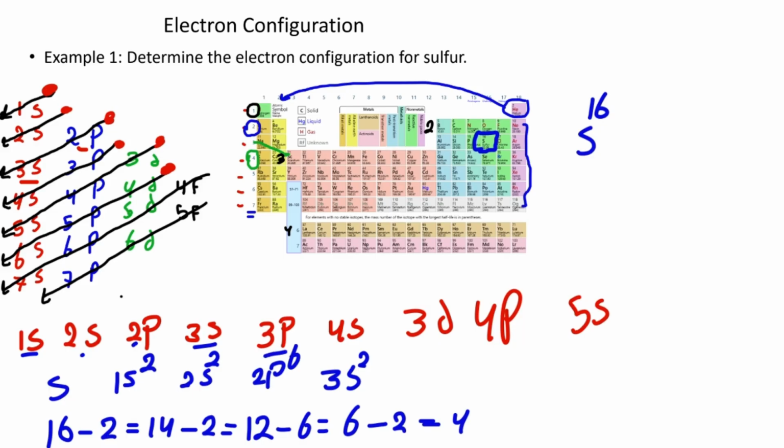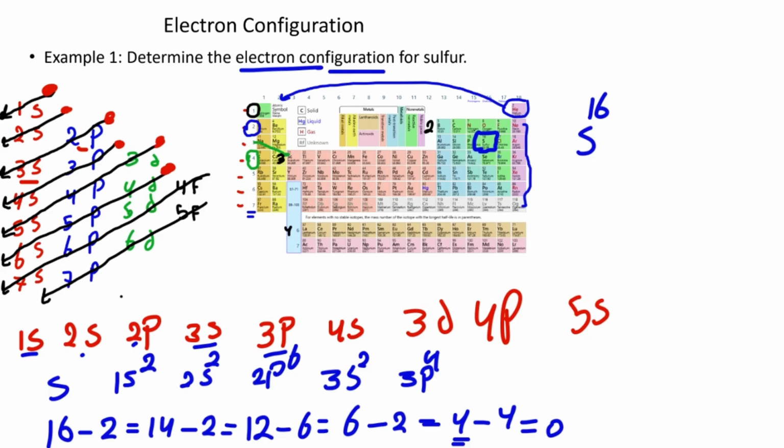Finally, we have a 3p. A 3p can hold 6 electrons, but we don't have 6. We have only 4 electrons. So we are going to put the 4 electrons that we have, minus 4 equals 0. And now we have used all the electrons. Now, this is the first method in order to solve for electron configuration. Okay, this is the first method.